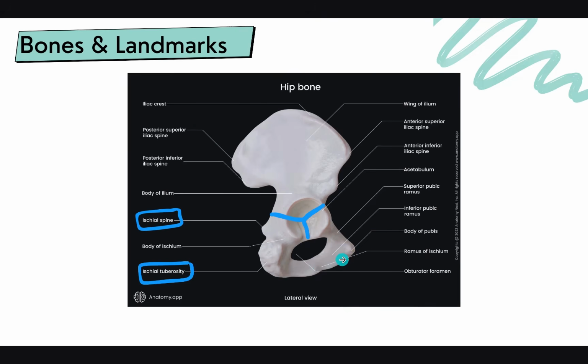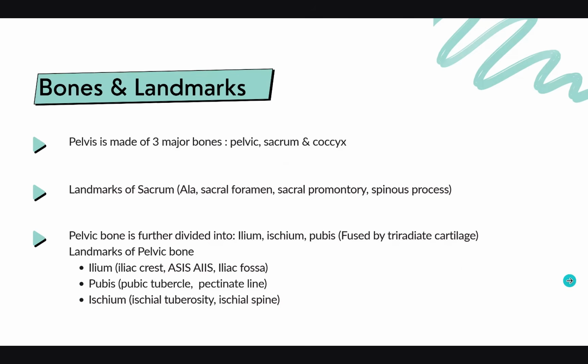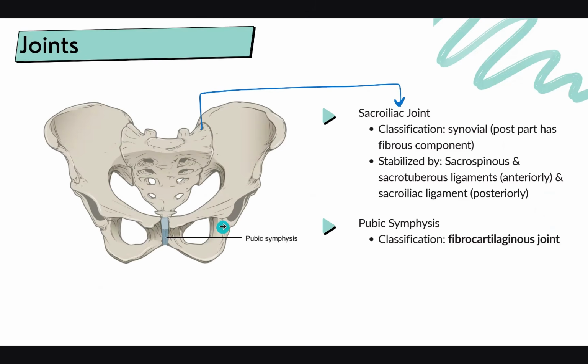And on the inner side of the pubis, which you cannot see over here, we have something called the pectineal line. And on the inner side of the ilium, we have something called the arcuate line, which I'll show you guys again in some time. Yes, that's basically it. Now, regarding the joints of the pelvic bone itself, we have two major joints. We have the sacroiliac joint over here, which is a synovial joint, and we have the pubic symphysis or the pubic joint over here, which is a fibrocartilaginous joint.